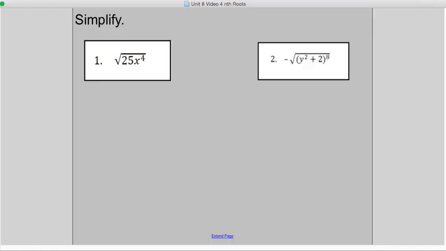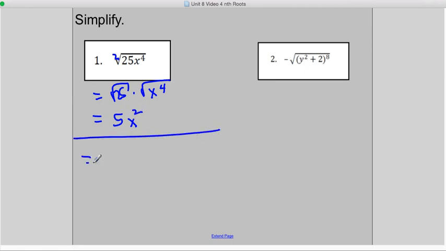Let's go ahead and just look at some examples. We need to simplify. If the index is not listed, one thing to notice is it's always a square root. So you can break it apart. We want to say it's the square root of 25 times the square root of x to the fourth. Well, the square root of 25 is 5. X to the fourth, it's really saying 4 divided by 2, so 4 divided by 2 is 2. So it's 5x to the second.